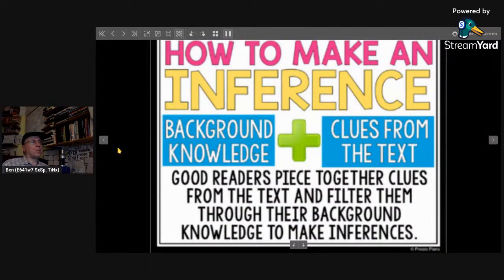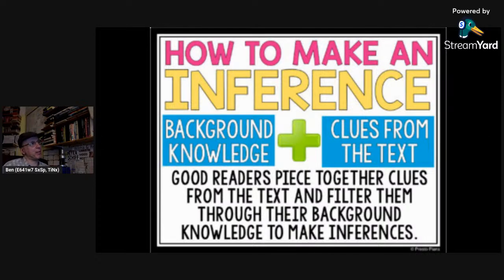Remember what I said before about ideas between A and B? How to make an inference. Background knowledge. Clues from the text.